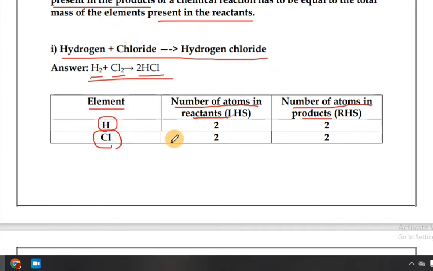Now we have to see how many atoms are there in the reactant side. First let's start with hydrogen. Here in reactant side we have 2 atoms of hydrogen. So here we have written 2. And how many atoms of chlorine are present in the reactant side? That is 2. So we have written 2. Now we have to come to the right hand side, that is product side. In product side also we have 2 atoms of hydrogen and 2 atoms of chlorine.